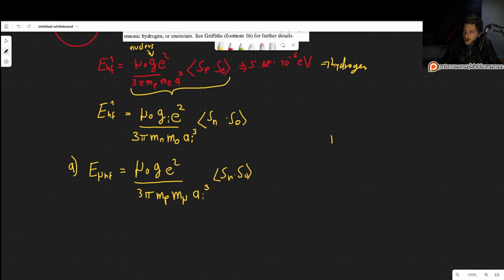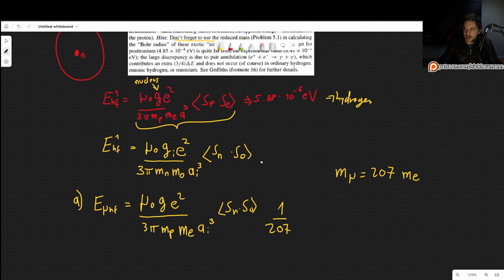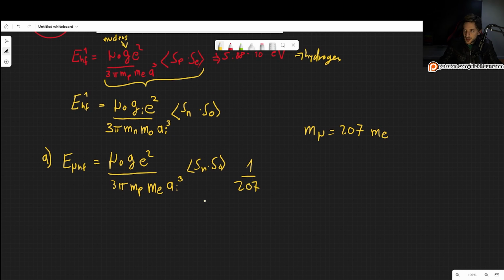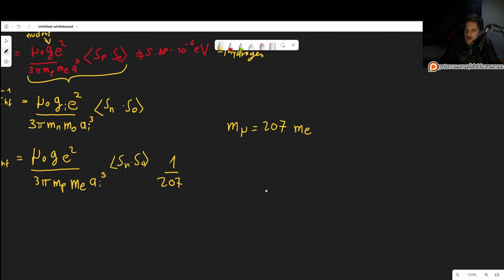So we know that the mass of the muon is 207 times the mass of the electron. So that means that, instead of writing this right there, we write it as the mass of the electron, and here we just divide by 207, right? I separate this so that it becomes very clear that we end up with the same thing here. Then we need to find this Bohr radius. Now that is going to be a little bit more difficult, but not too much.